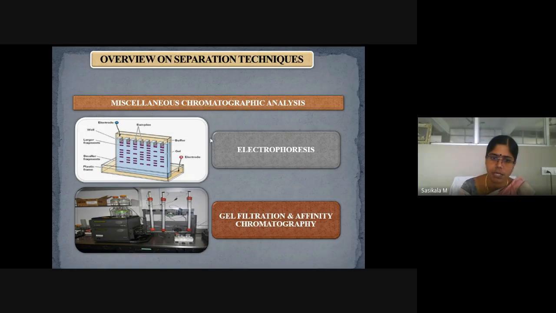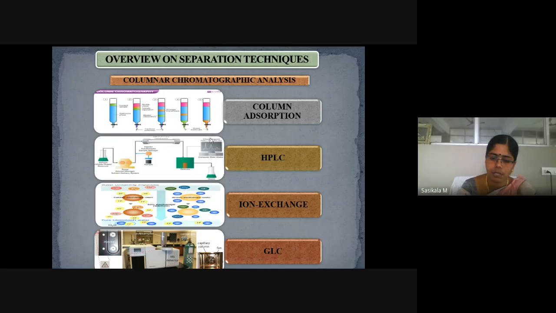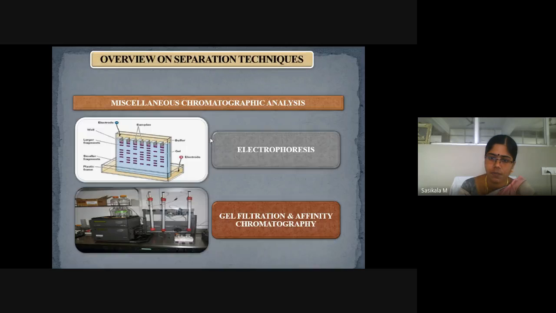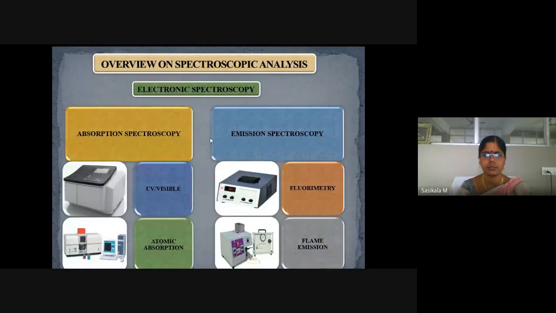It is also similar to HPLC. So we can modify this column with gel filtration, a gel column, according to the separation by gel filtration or affinity chromatography. So this is the overview on separation techniques. Next, about spectroscopic analysis.